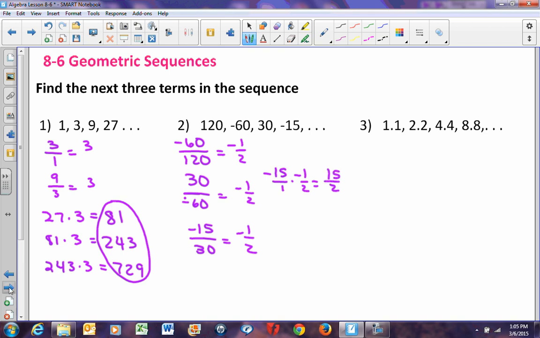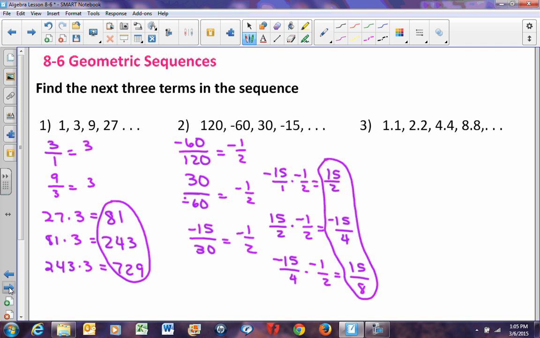Then I have positive 15 halves multiplied by negative 1/2, which is going to be negative 15 fourths. And then negative 15 fourths multiplied by negative 1/2 is going to be positive 15 eighths. So my next three terms are 15 halves, negative 15 fourths, and positive 15 eighths. And if you want to change those to mixed numbers, be my guest. If they come out to be terminating decimals, you can do that as well.